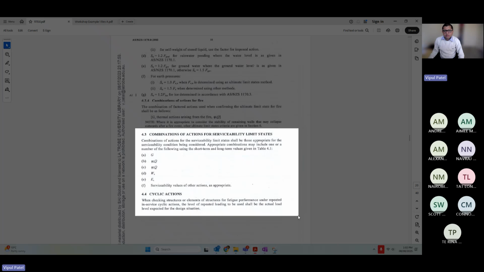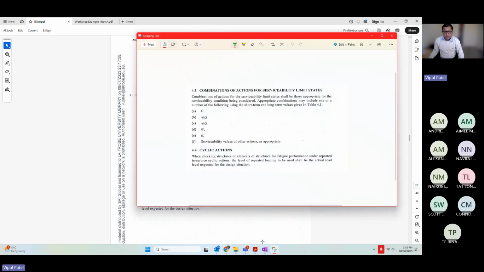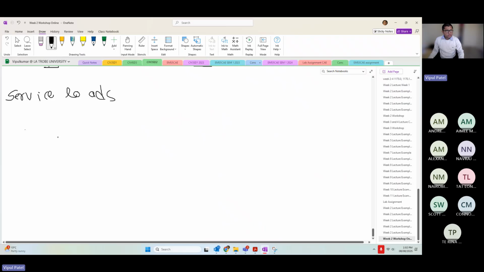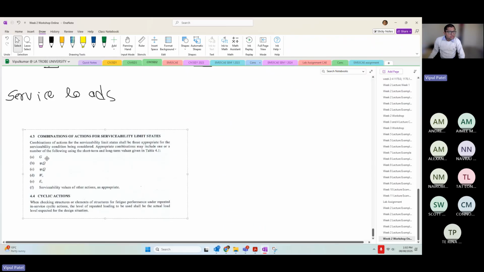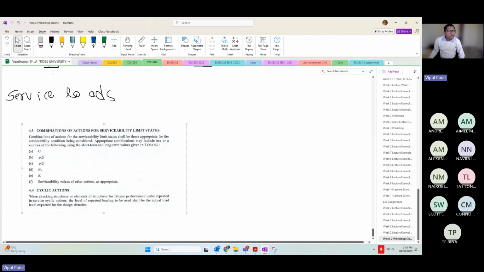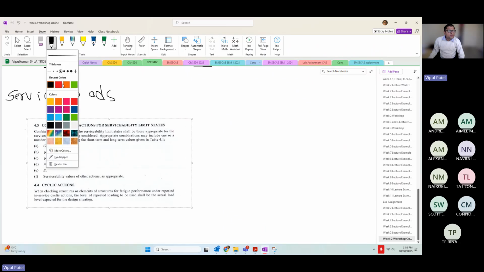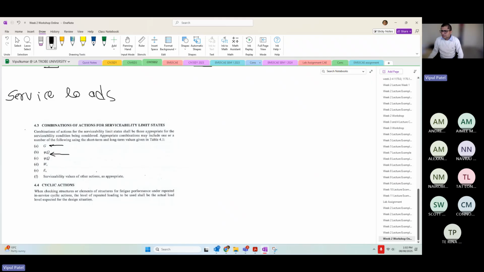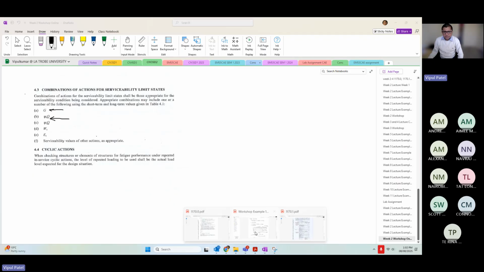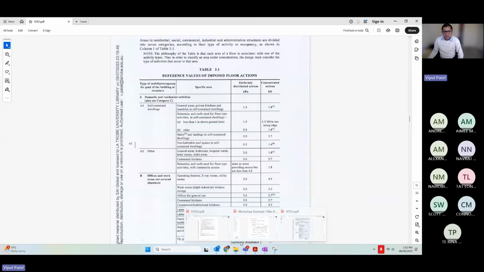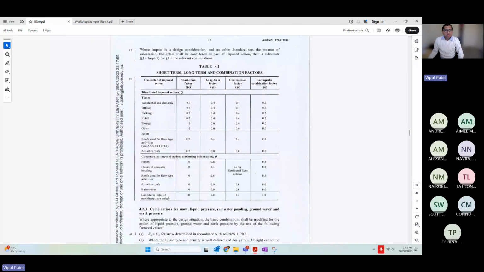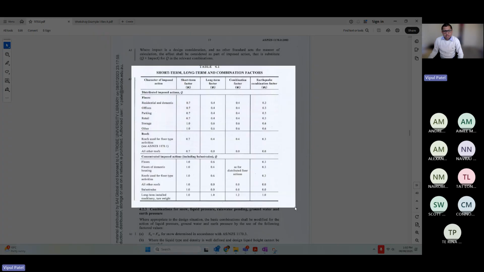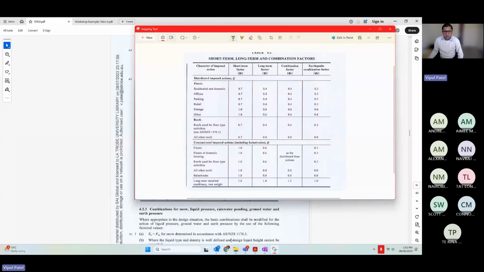Clause 4.3. As for the service load, let me copy these ones. And that's your service load. So this is your dead load, multiplied by the short-term factor, plus live load. I will explain those as well. The factors here. Here you go. That is your short-term, long-term combination factors. That is perfect. Let's get it done, because there are symbols that I need to explain before it goes to the extreme.